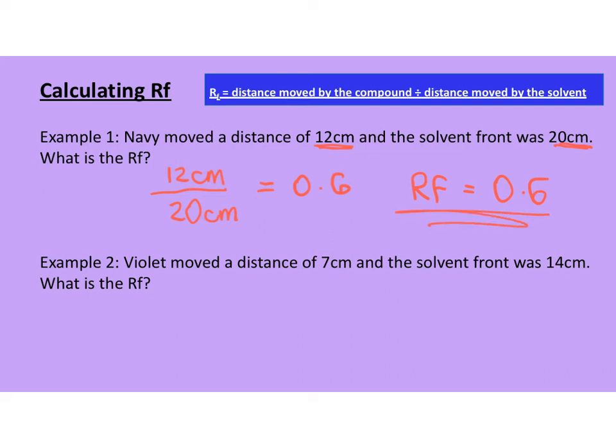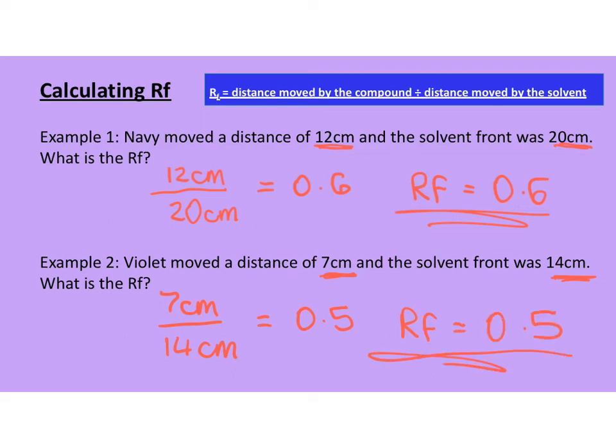In example 2, violet moved a distance of 7 centimetres and the solvent front was 14 centimetres. So using our equation, we do 7 centimetres divided by 14 centimetres, which gives us 0.5. So the RF value for violet is 0.5.